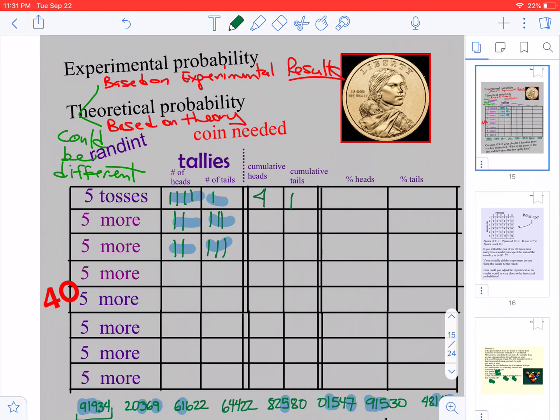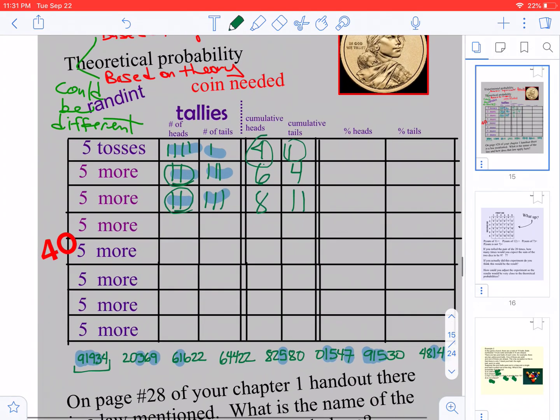So if we started off with 4 heads and 1 tail, that was weird, odd. Then we had 2 more. So I'm going to say 6 and 4. And then we have 2 more, and we get 8 and 11. Now notice how initially we had a ton more heads than tails, but that gap is closing.